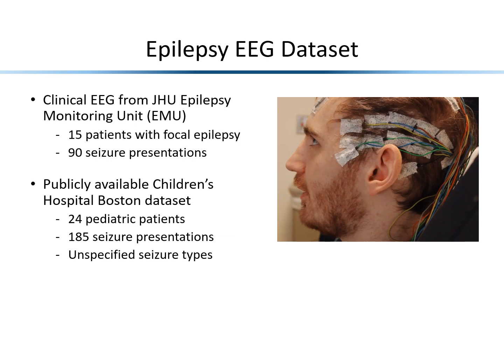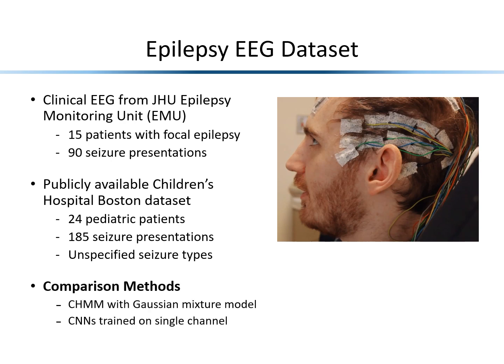The second data set is publicly available data from Boston Children's Hospital. It consists of 24 pediatric patients with 185 seizure recordings. Here we don't have a characterization of whether they are focal or generalized epilepsy patients, so they could be either. We compare our model with the same coupled hidden Markov model prior but a parametric likelihood based on Gaussian mixture models, as well as a pure deep learning CNN trained on signal channels.